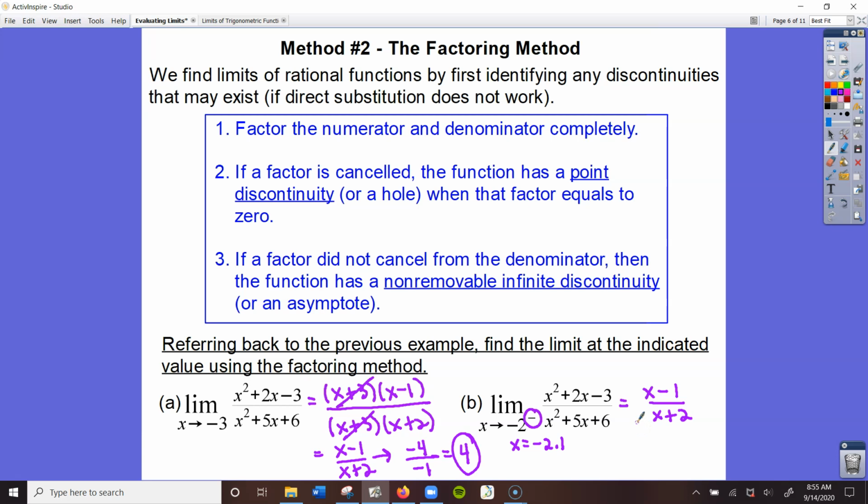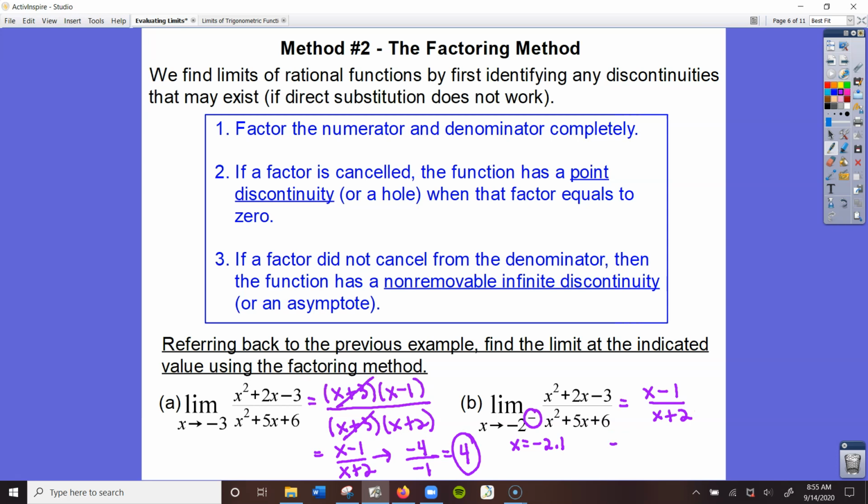Now, I don't necessarily care what the value is. I already know that at x equal to negative 2, since the denominator is 0, that's where I have a vertical asymptote. So I know that one of my answers is going to be infinity, some type of infinity, whether it's positive or negative. So all I really care about is what the sign is.